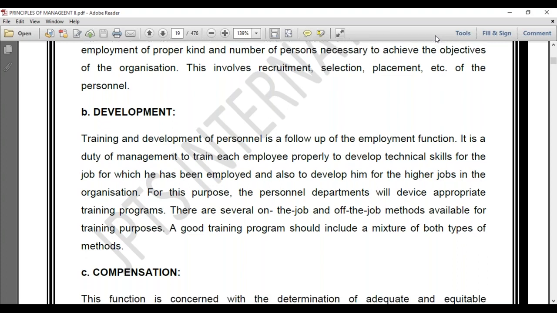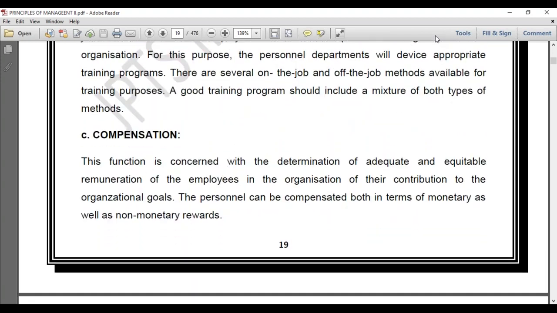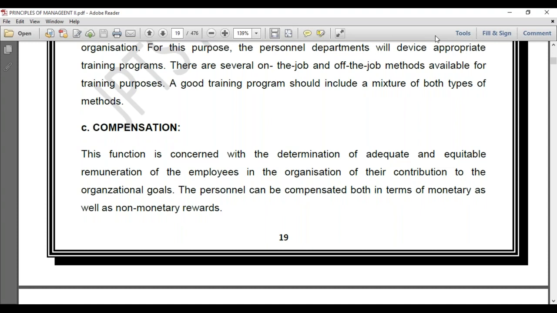After this development, we move to number 3, which is compensation. This function is concerned with the determination of an HR person to adequately and equitably remunerate the employee in the organization. You must make sure as a human resource personnel that the welfare of the employee is well catered for. The employee will receive a living salary, a salary that can take him or her home. The personnel can be compensated both in terms of monetary value or as non-monetary reward.